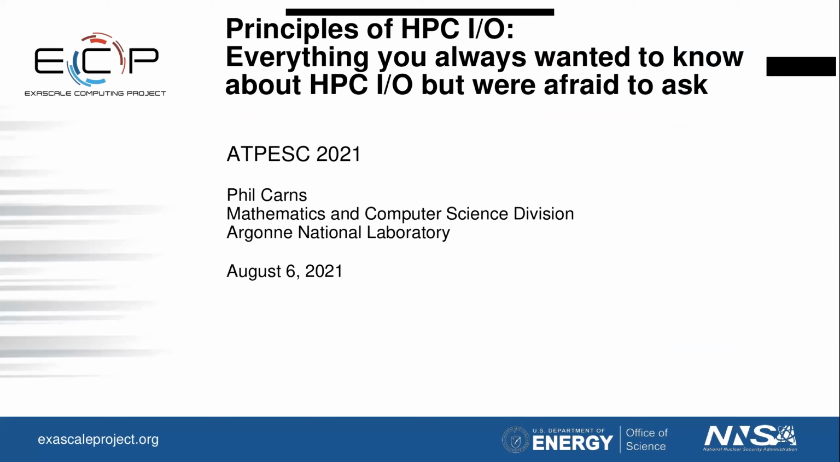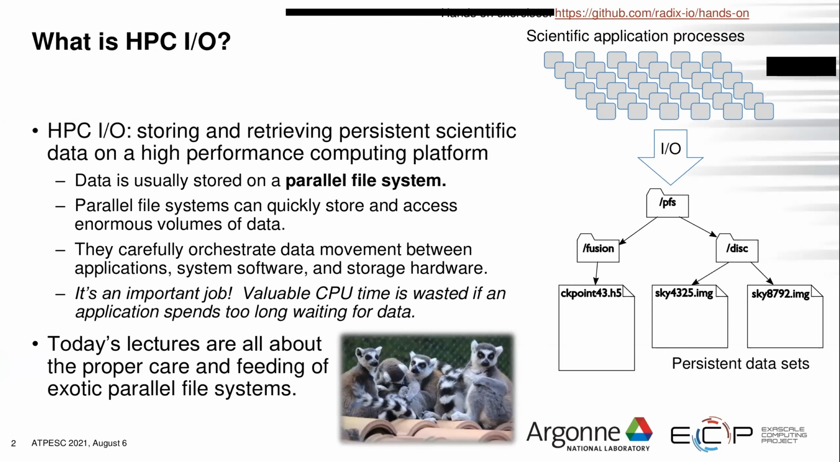So we'll jump in here with the first technical material. This is the principles of high performance computing I/O. I mentioned that we wanted to start with some background concepts, and I'm hoping that this informs why we do the things that we do a little later in the day. So we'll start with a little definition first. What is HPC I/O? What do we mean by that? And this is just storing and retrieving data on a high performance computing platform.